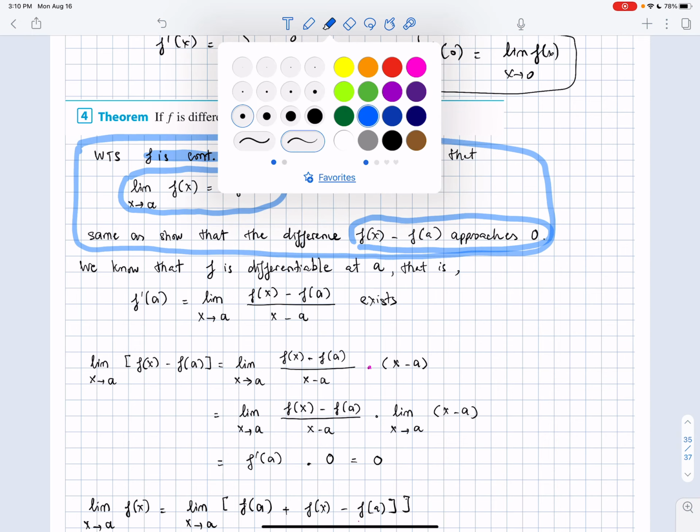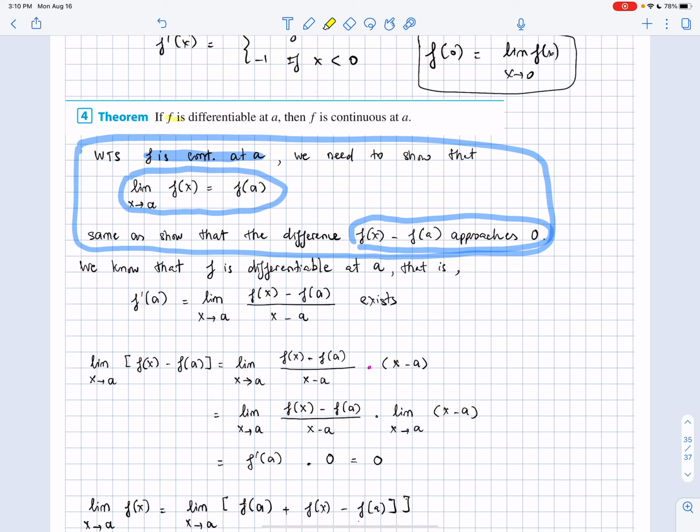Now let's look at what we have. What do we know about the function f being differentiable at A? Since f is differentiable at A, by the definition of differentiable, f prime of A equals the limit of f of x minus f of A divided by x minus A as x approaches A exists.